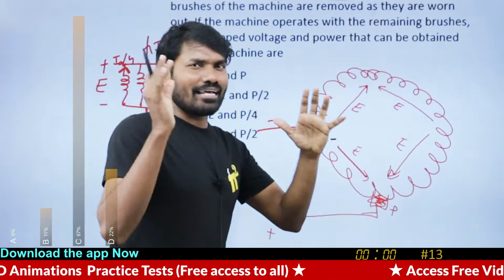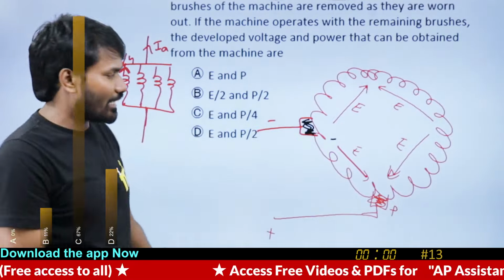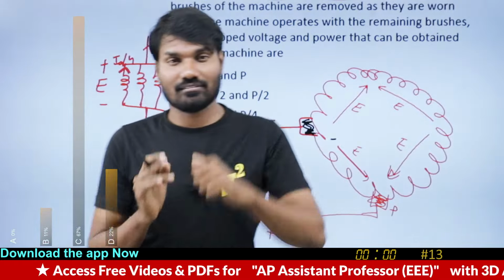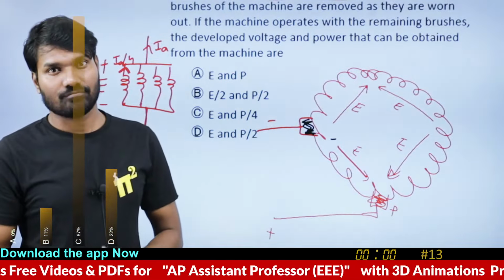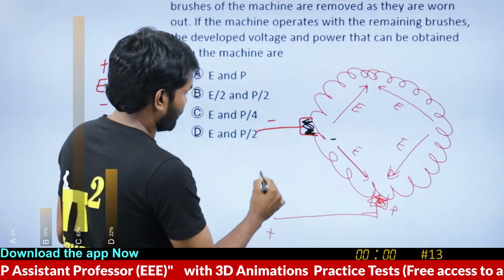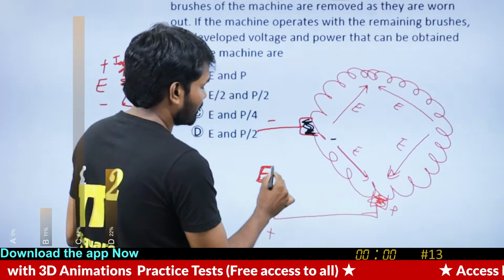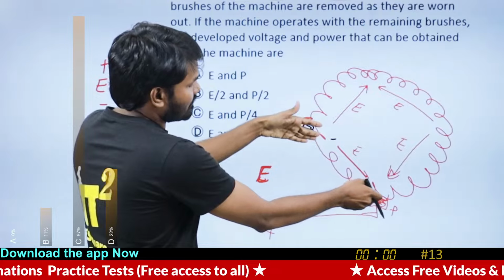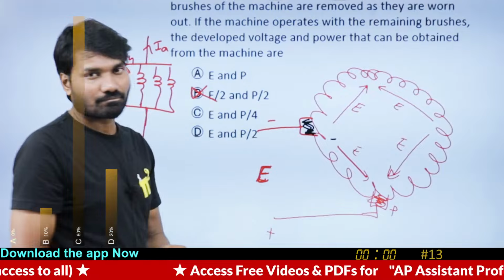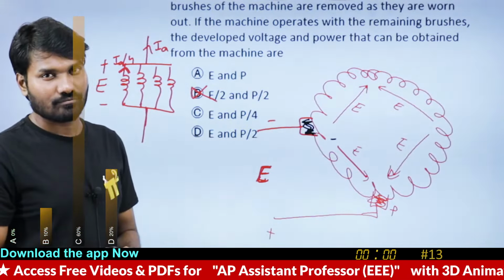Now tell me, applying KVL, KCL, whatever you want, completely apply your network analysis concepts and tell me what is the voltage across these two terminals. I just want the voltage, nothing else. How much? It is E. Because the same voltage E will come here. So this is wrong. Is this clear?